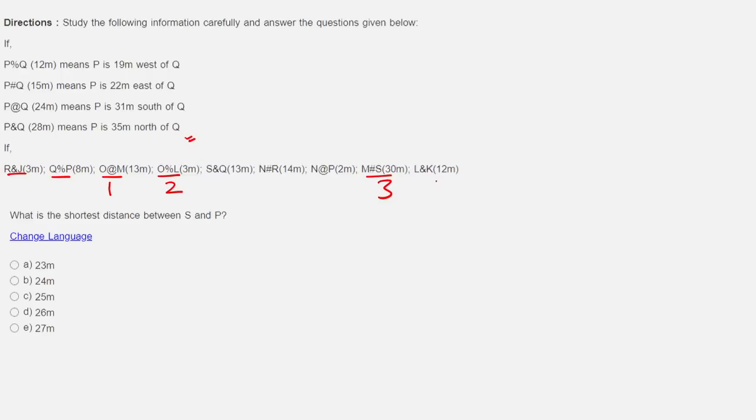I had this OL, so this I can name as 4. So now I have M, S, L, K, O. So all that option is open. S is there. Okay, let me name this as my 5. Right. After that, where should I go?